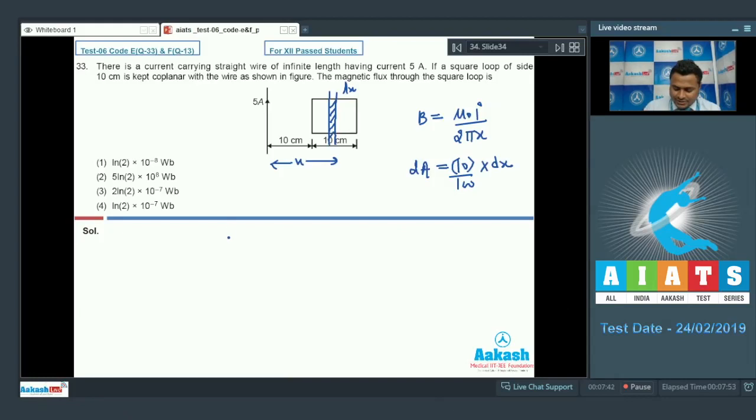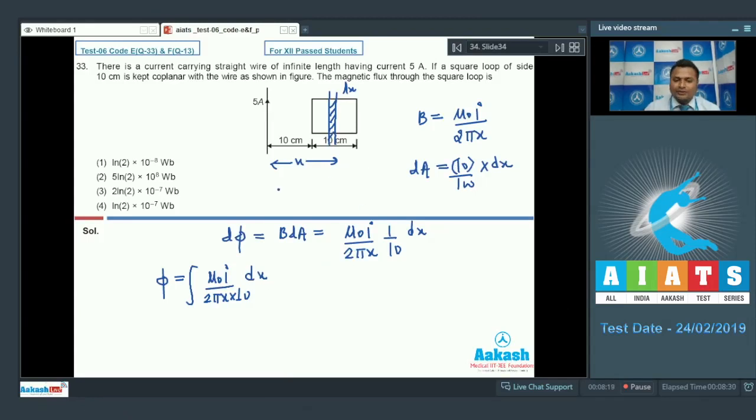So ultimately the small elemental flux bounded with this small element will be given by B into dA, that is mu naught I upon 2 pi x times dA, that is 1 by 10 into dx. Now the net flux bounded with the square will be given by integration of d phi, that is integration of mu naught I upon 2 pi x multiplied by 1 by 10 times dx, where the limit of x in order to cover the complete square will be from 10 centimeter to 20 centimeter.